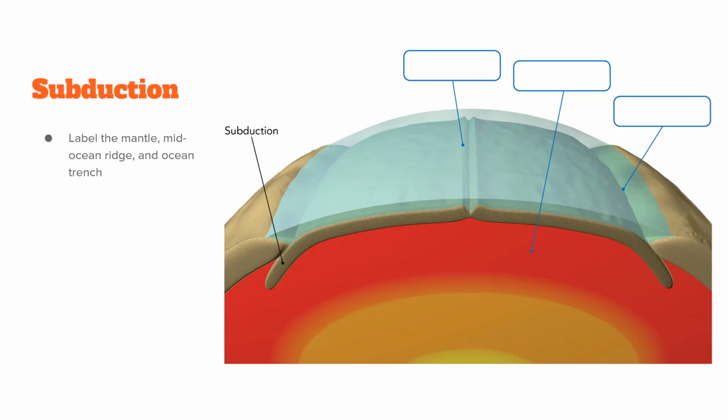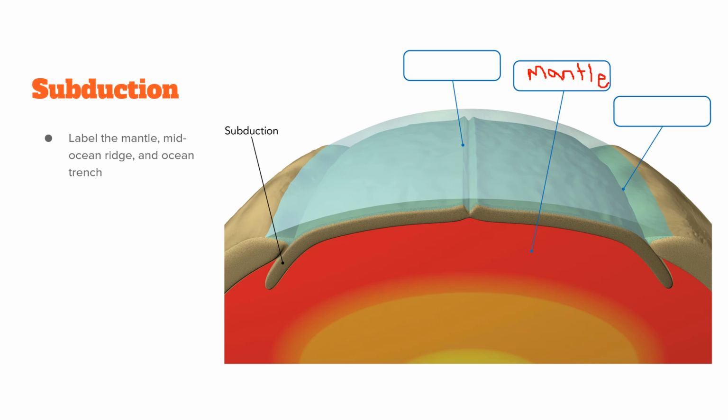All right, so Figure 5 of your text is subduction, and oceanic plates, which form from seafloor spreading, sink back into the mantle at subduction zones. So we're going to label the mantle, mid-ocean ridge, and ocean trench. So the mantle, of course, is going to be right here, M-A-N-T-L-E. It is very hard to write on here.